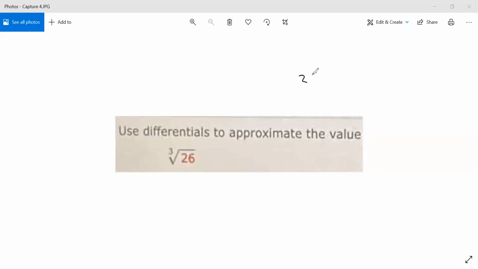Okay, so first I want to write the 26 like this, like x plus delta x. So I want to choose an x. And this is going to be closest to the 27 because cube root of 27 is going to be like a whole number, right? So you sort of find the closest number whose cube root is a whole number.